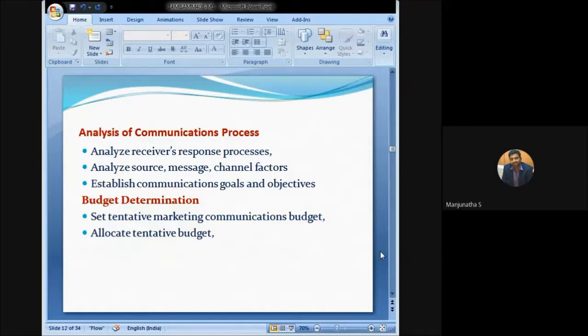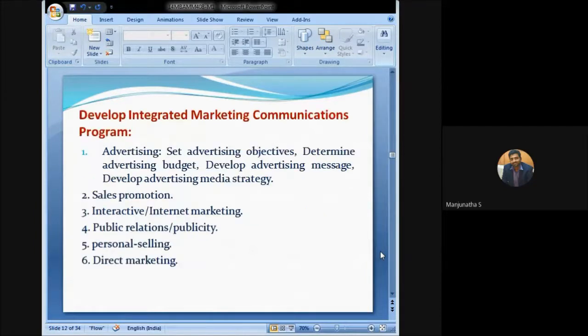Then allocate the tentative budget for the particular purposes. It may be the selection of a celebrity, then picturization of those advertisements, and which channel we are going to select for that, and how much cost. So all this they need to tentatively arrange and allocate the budget.